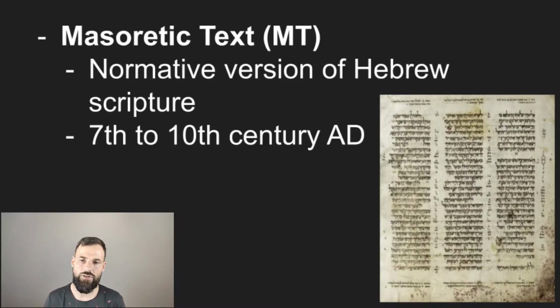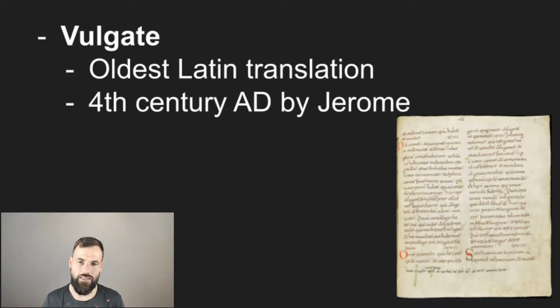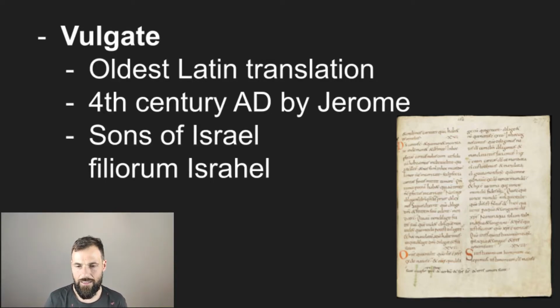Masoretic texts were created sometime between the 7th and 10th century AD, but they come from much older manuscripts. Pretty much all of them read Bnei Israel, that is, sons of Israel. Then there is the Latin Vulgate, the oldest extant Latin translation of the Hebrew text. It was done by Jerome in the 4th century AD. It reads Filiorum Israel, that is, sons of Israel.